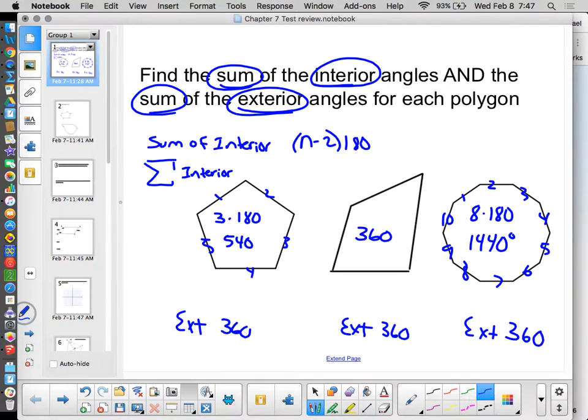You get those right in the review? I hope so. Again, the biggest mistake people make on these is they either forget to minus 2 times 180, or they find the measure of each. They take this divided by 5, and this divided by 4, and this divided by 10. That's fine if it says find the measure of each in a regular polygon, but that's not what this question asks. So always be sure you're answering what is being asked in the question.